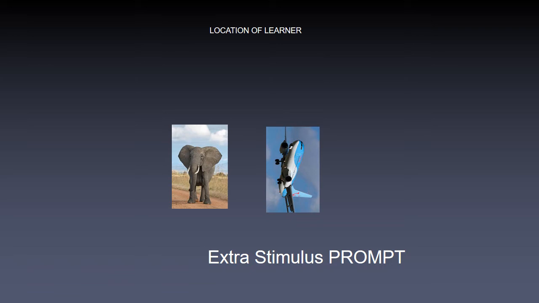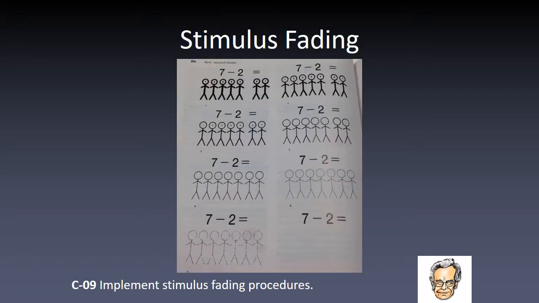Now let's look at an example of stimulus fading. There's a really good example of stimulus fading. We're teaching this individual how to do 7 minus 2. If you notice, there are people in the picture. Those people are stimuluses to help the person look at and count to get the correct answer.